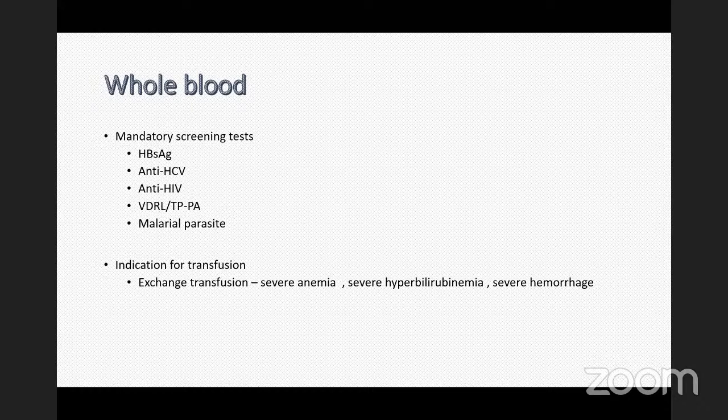Okay. So for the whole blood, there are mandatory screening tests: the hepatitis B surface antigen, the anti-hepatitis C virus, the anti-HIV, the VDRL for syphilis, and the malaria parasite also. Indications for transfusion: exchange transfusion in severe anemia, severe hyperbilirubinemia, and severe hemorrhage.